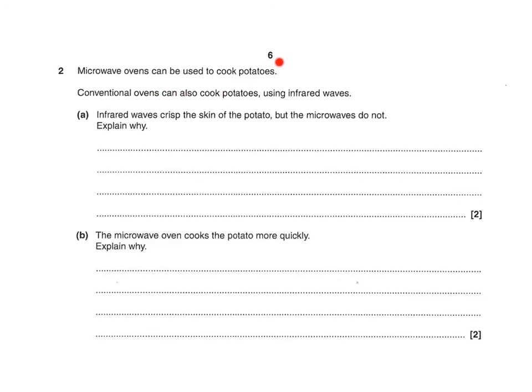Microwave ovens can be used to cook potatoes. Conventional ovens can also cook potatoes using infrared waves. Infrared waves crisp the skin of the potato, but the microwaves do not. Explain why.